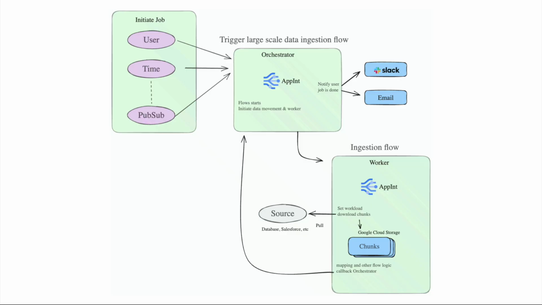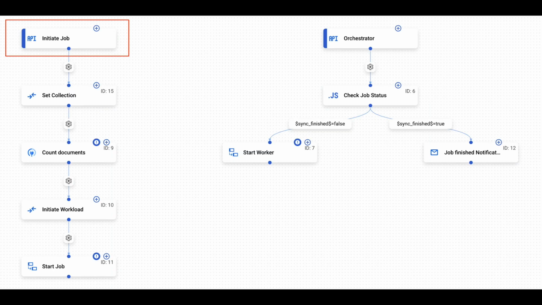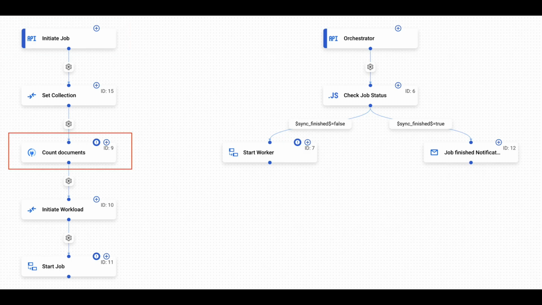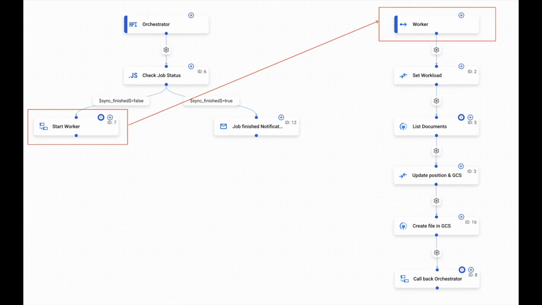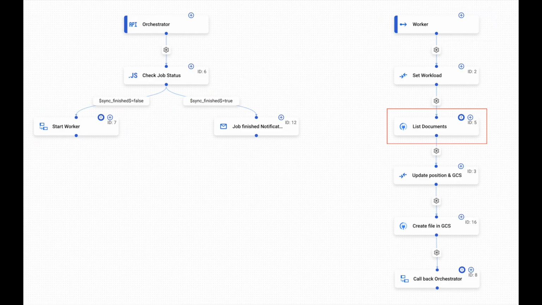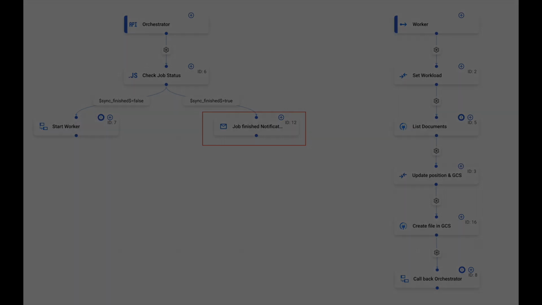We use an asynchronous orchestrator-worker model to efficiently transfer large datasets. The orchestrator is responsible for initiating the job and keeping track of the overall progress. It starts the data movement and triggers the worker processes. The worker handles the actual data transfer in manageable chunks. It pulls data from the source and uploads chunks to Google Cloud Storage. This process is recursive and sequential, as the worker will call back the orchestrator, mentioning the next page to ingest.